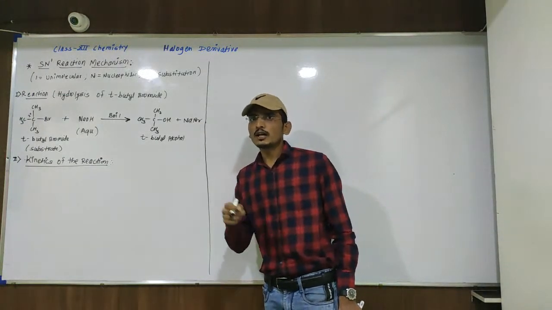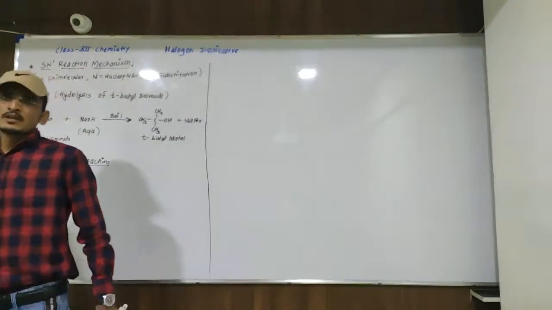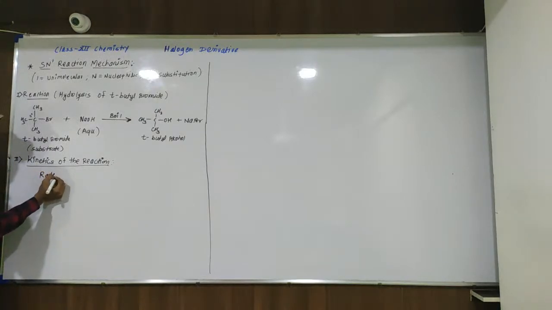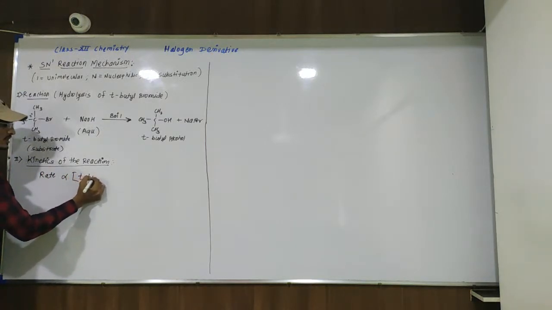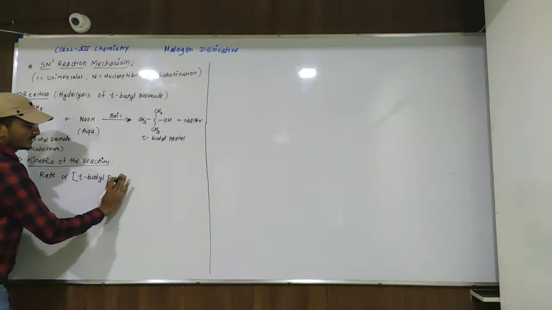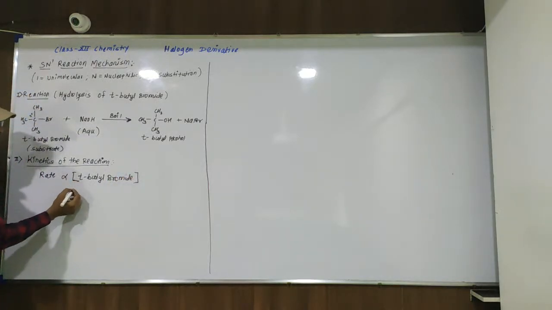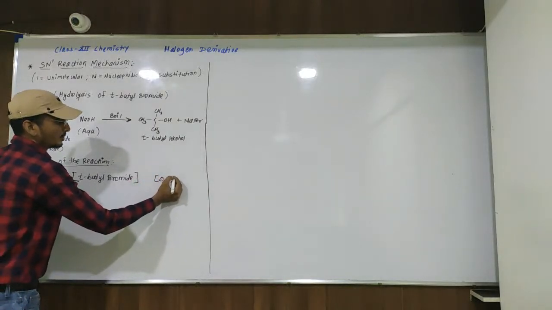So that's why it is unimolecular. Why is it called unimolecular? Because the rate of reaction only depends on the concentration of tert butyl bromide, not on the concentration of nucleophile. Okay, so I write here the rate of reaction is directly proportional to the concentration of tert butyl bromide. So I write just the name of the substrate here, tert butyl bromide, not the concentration of OH minus.